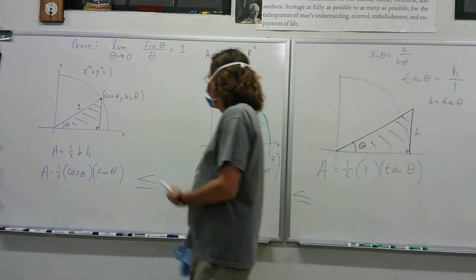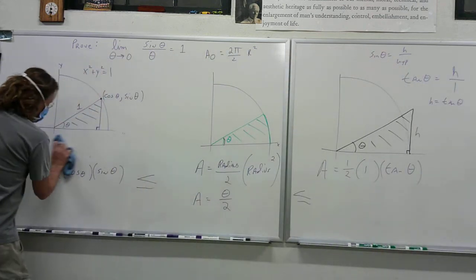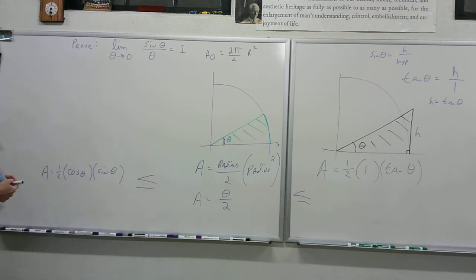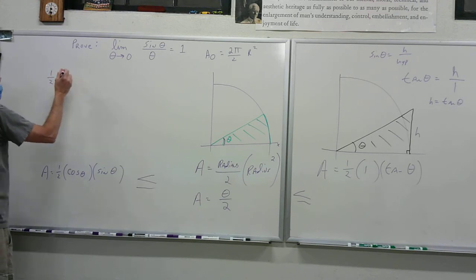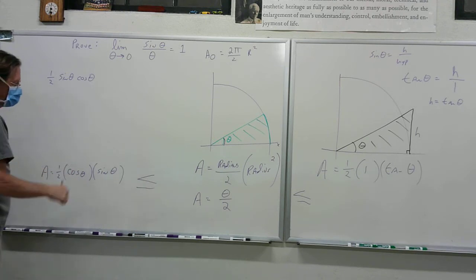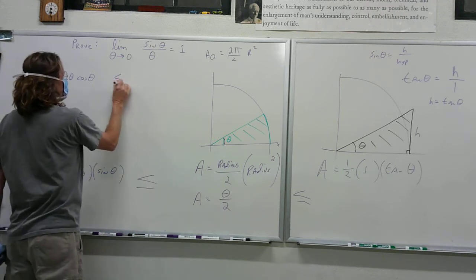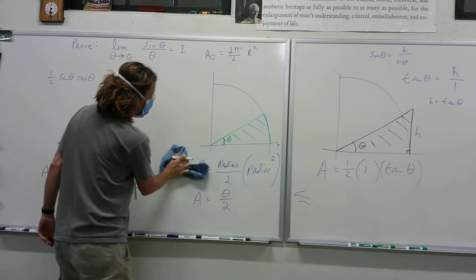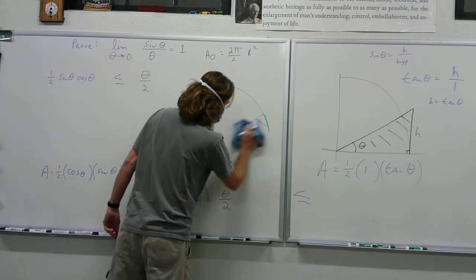All right, I have to erase this because what I want to do is write the three equations. So we have 1/2 sine theta cosine theta. We'll change the order of that. Less than or equal to theta over 2. Put this one down.